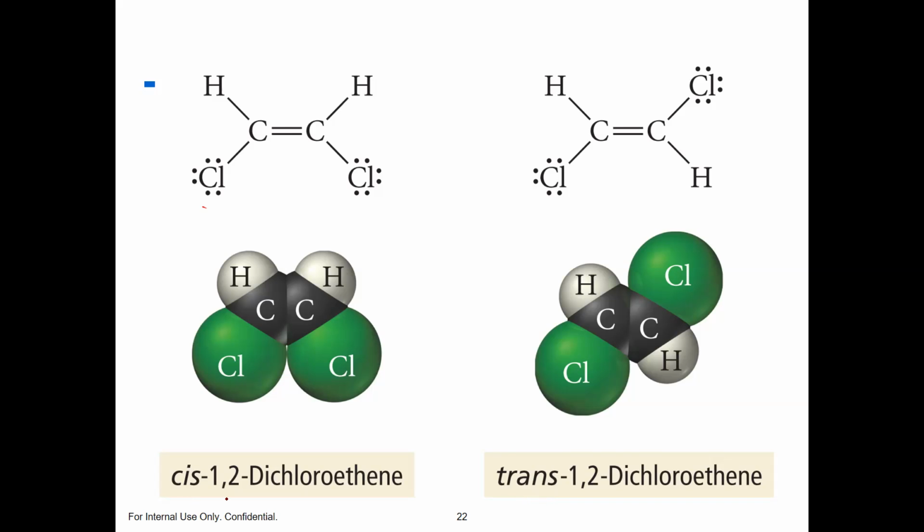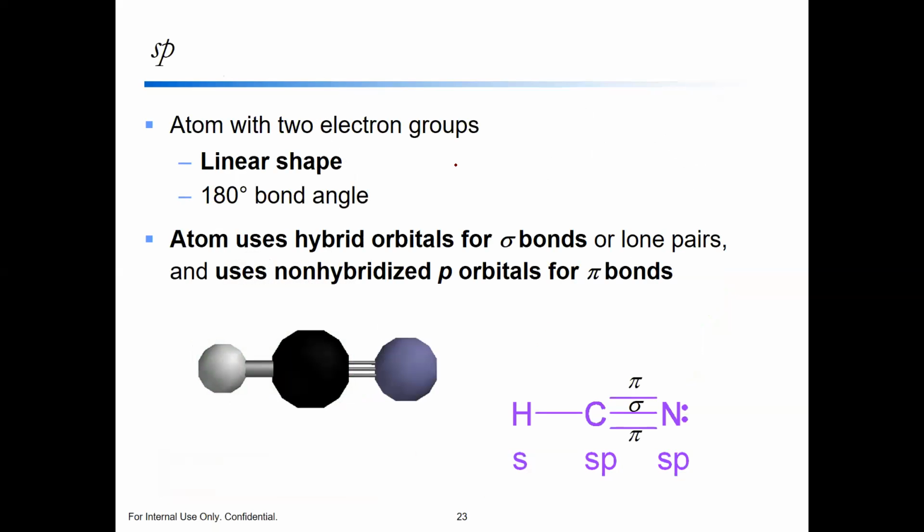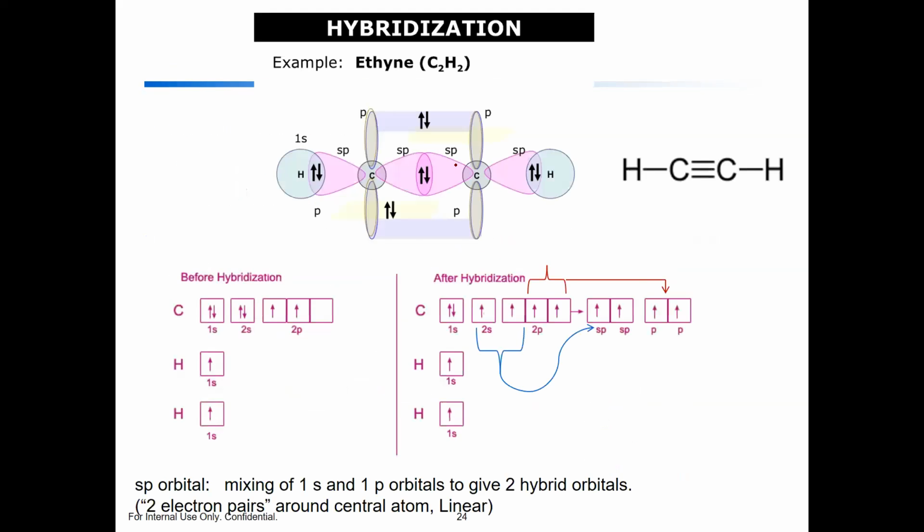And we call this one cis and trans. Trans means they're on opposite sides. And cis means they're on the same side. Why are they two different compounds? Because there's no rotation. So if you actually look at these two compounds, they have different properties. They have different boiling points, different reactivities. So now let's talk about sp. And sp, let's see if I have the model here.